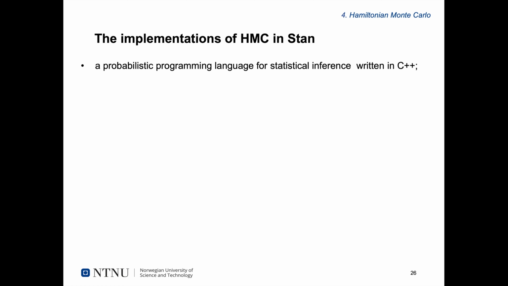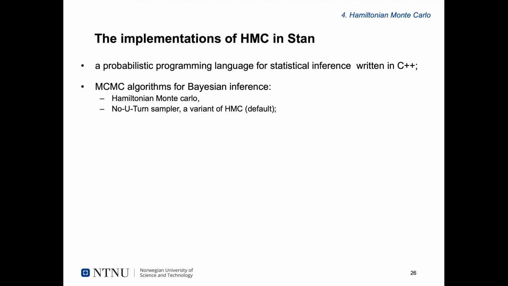I'm now going to introduce you briefly to a platform for implementing HMC for Bayesian inference. It is called STAN. It's a probabilistic programming language for statistical inference written in C++. It implements gradient-based MCMC, including HMC algorithms. And the MCMC algorithms employed by STAN include Hamiltonian Monte Carlo and the no U-turn sampler, which is a variant of HMC and the default MCMC engine in STAN.